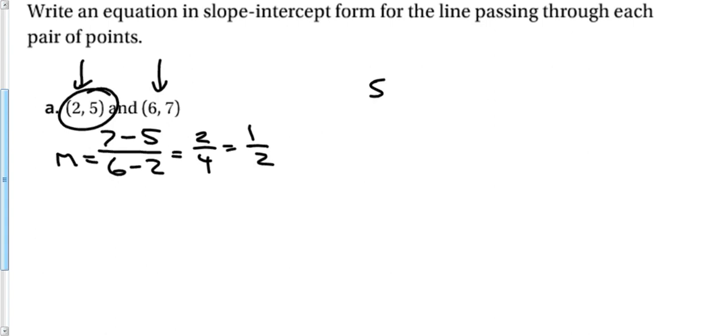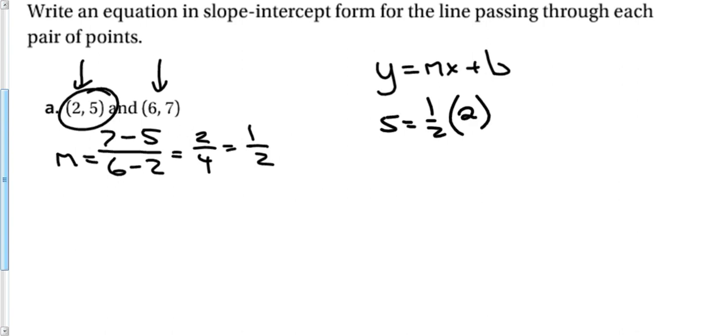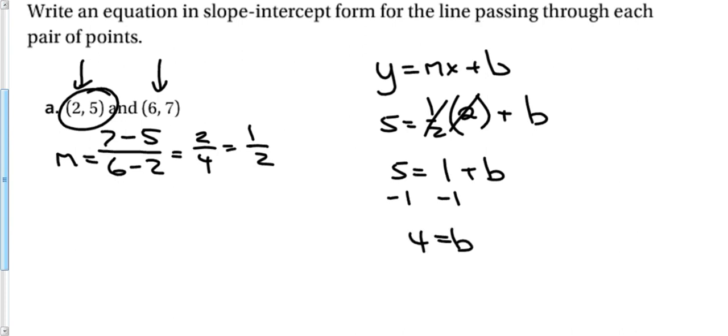So that would be 5. Well, my formula, y is equal to mx plus b. Okay, so that means 5 is going to be equal to my slope 1/2 times 2 plus b. These two multiply together and give me 1. So 5 is equal to 1 plus b. And subtract 1 from both sides to give me b is equal to 4.